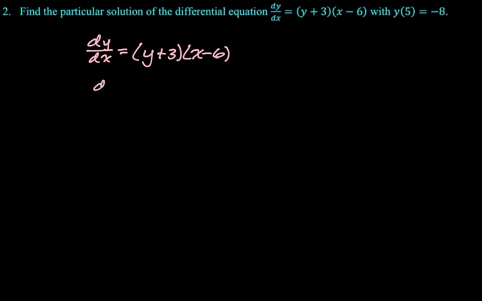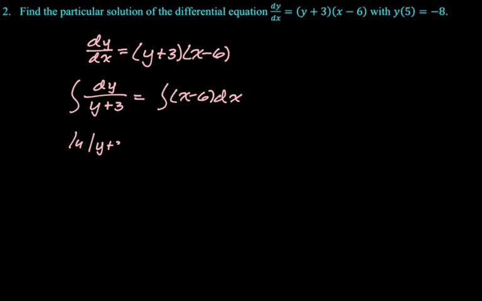So I'll divide both sides by y plus 3. So I get dy over y plus 3. Bring the dx across. So I have quantity x minus 6 dx. Put some integral signs. All right, on the left-hand side, I get natural log absolute value of y plus 3. It's very common when you're doing separation of variables to get a natural log. That happens a lot. On the right-hand side, instead of doing 1/2 x squared minus 6x, I'm going to treat it as the quantity x minus 6 and reverse the chain rule on that. So I'll get 1/2 quantity x minus 6 squared, plus c.